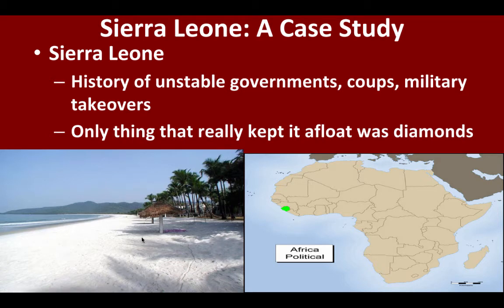However, the problem with Sierra Leone is it has always been an unstable country. They've never really been able to get a government. Sometimes they'd have a government, it was taken over by the military, who would be taken over by another aspect of the military. And the only thing that has kept Sierra Leone afloat as a country for so long has been diamonds. And let's talk about diamonds.